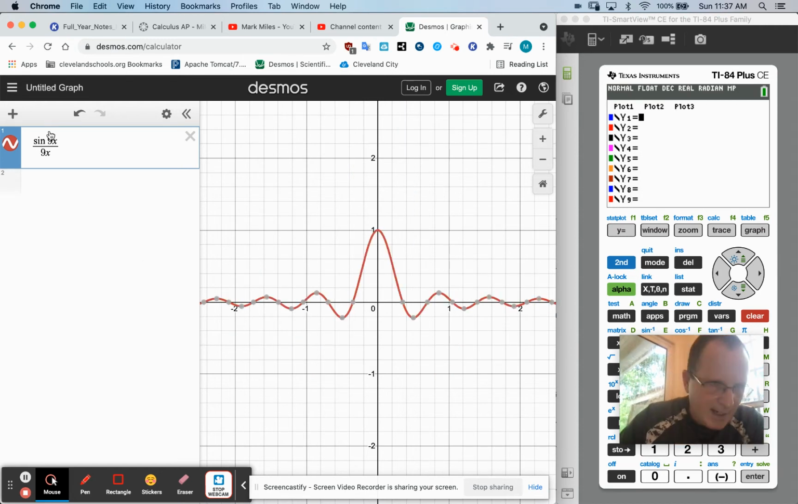Now, the problem is that one's stuck because it's stuck inside the sine. But this one we could change by multiplying and dividing and that kind of thing. I'll show you that in a second. Okay. Now, another one.